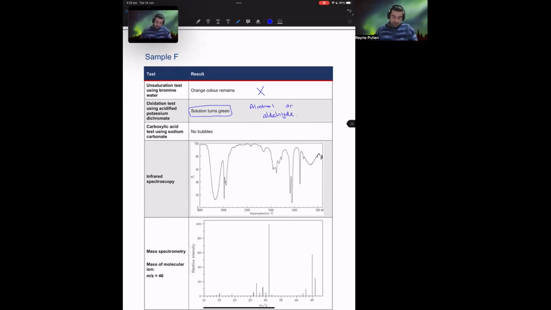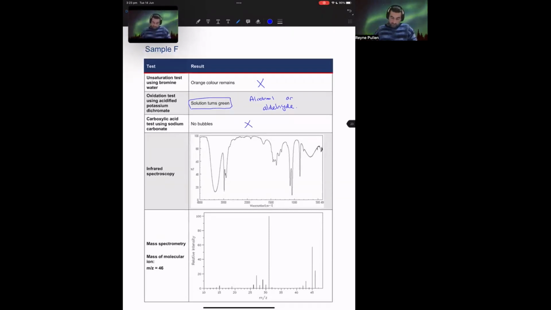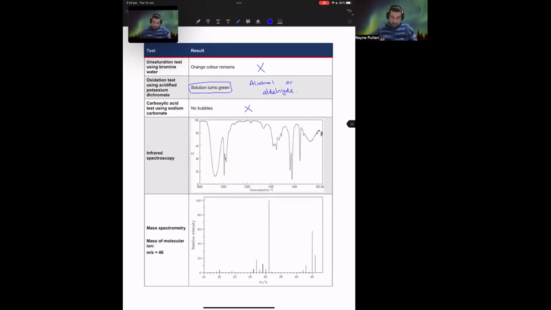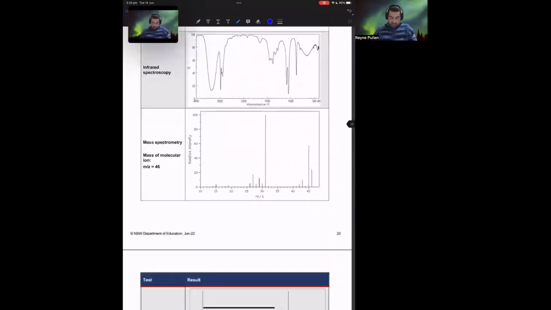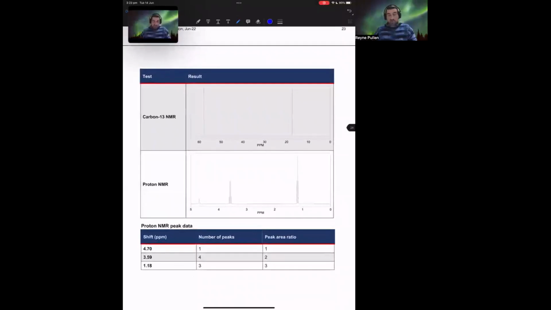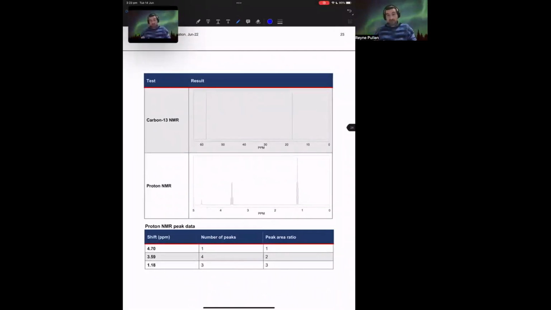Finally, we test for carboxylic acid using sodium carbonate, and there are no bubbles, so we can cross that one off. It's not something we have to deal with. Now, as with before, rather than diving into the IR or the mass spec, I'm going to move down into the carbon and proton first to help me elucidate what's going on. And then we'll come back to those to try and confirm a few things.